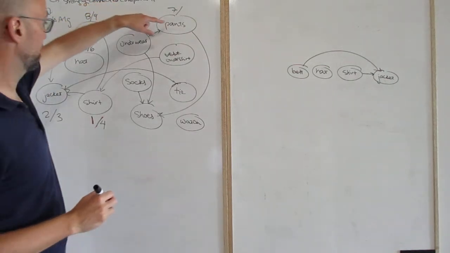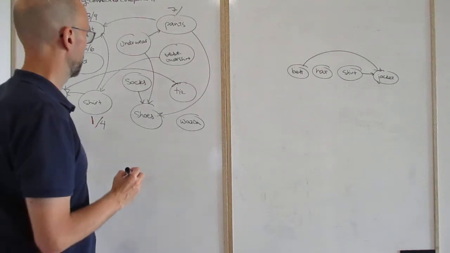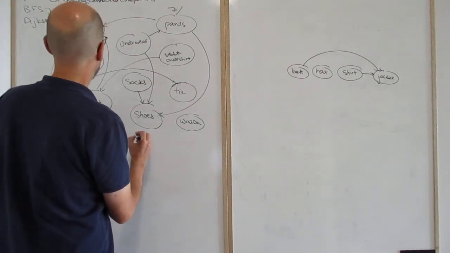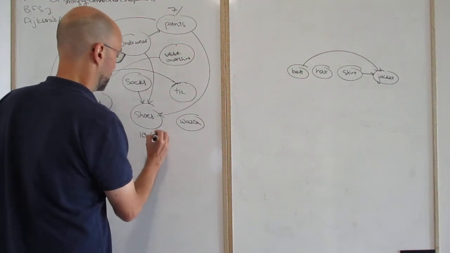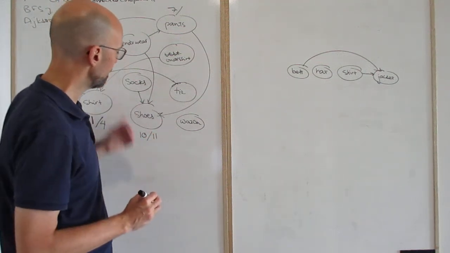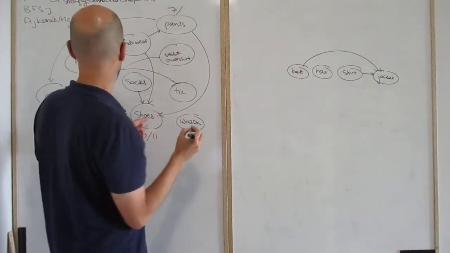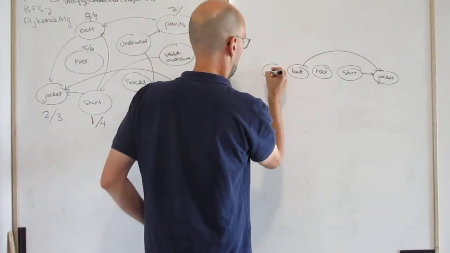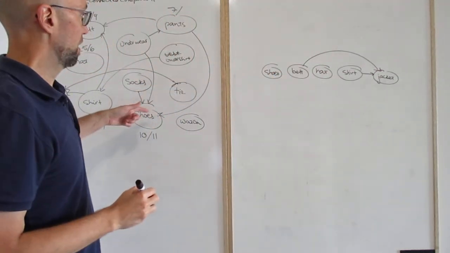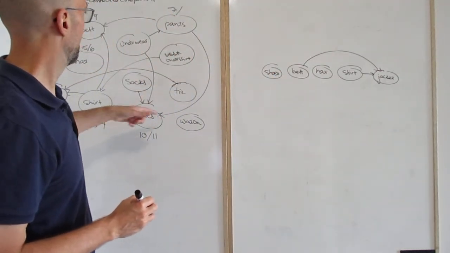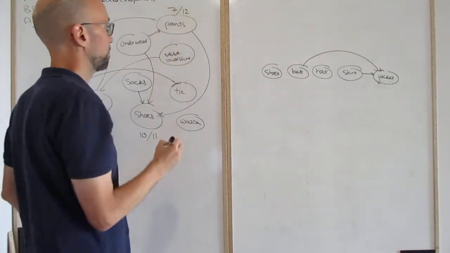And then we come back, and from pants we say, is there anywhere else we can go? Oh, we can go to shoes. So shoes, the discovery time is 10. Can we go anywhere? No. Finish time is 11. We add shoes to the list, and we don't add any arrows. And we go back to pants, and finish time is 12.